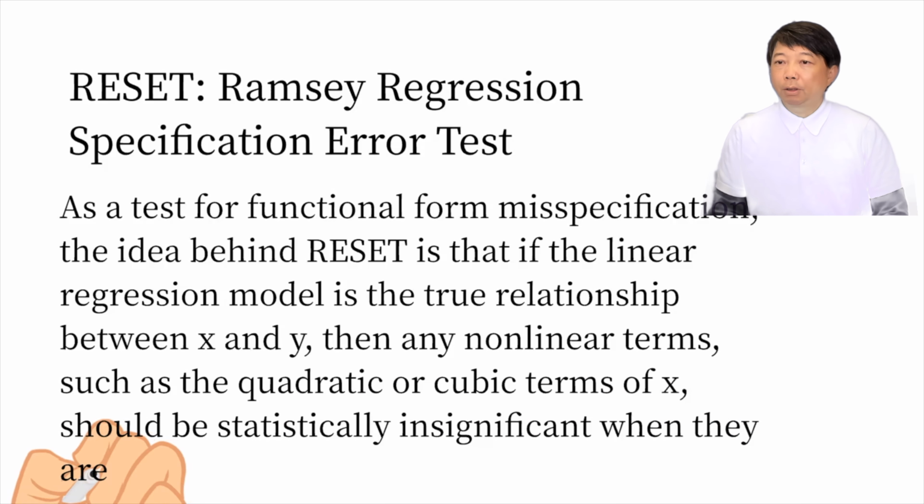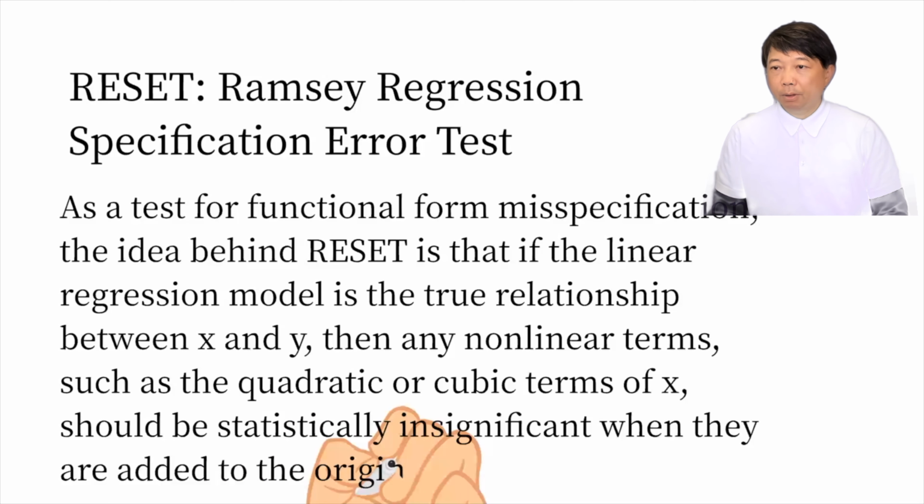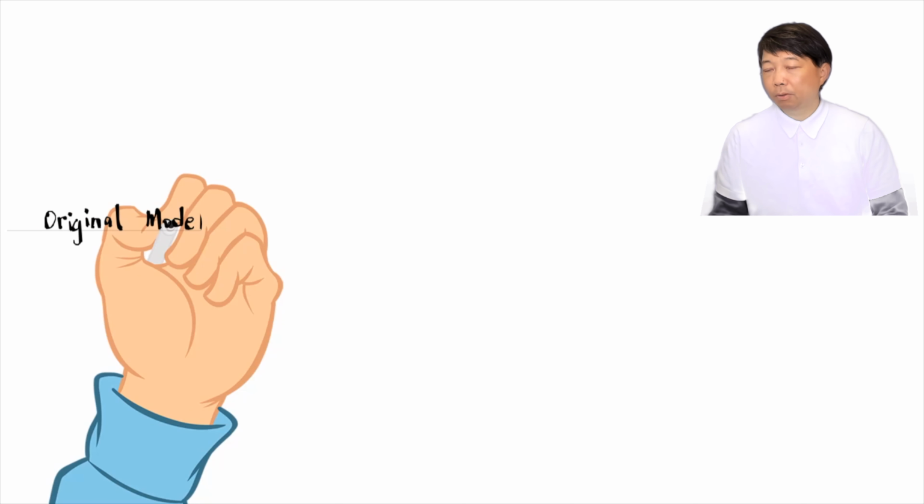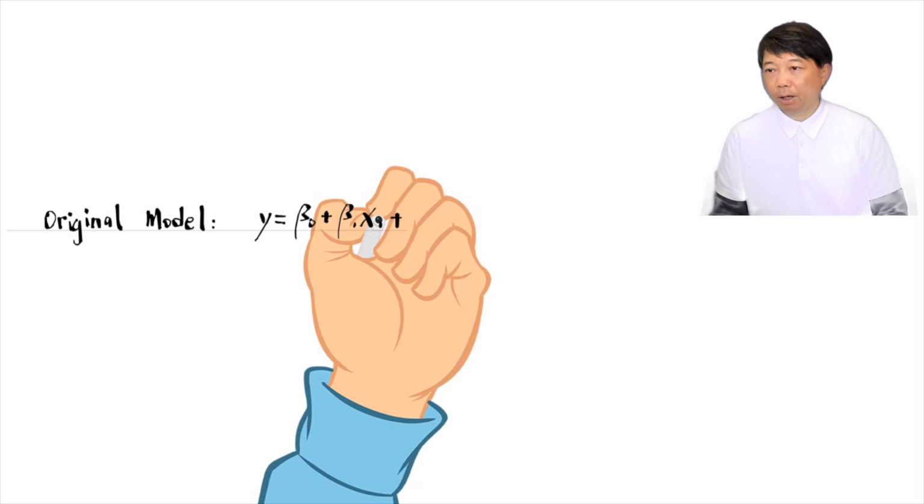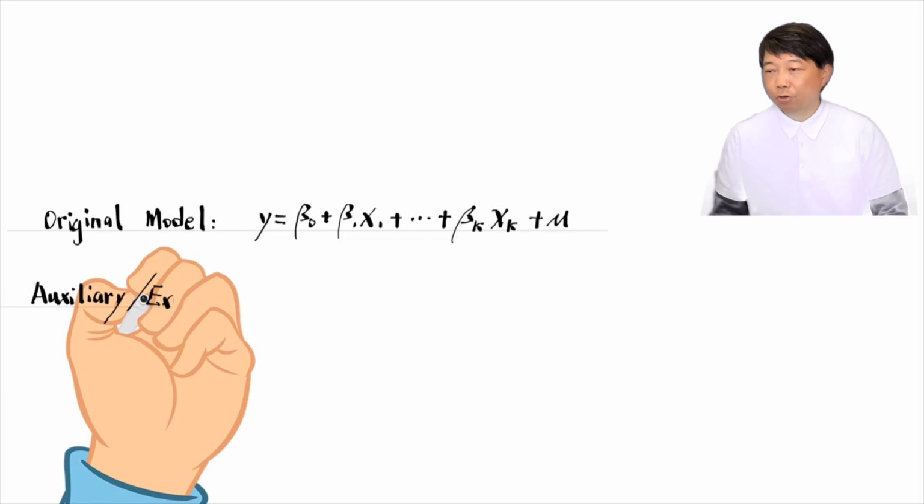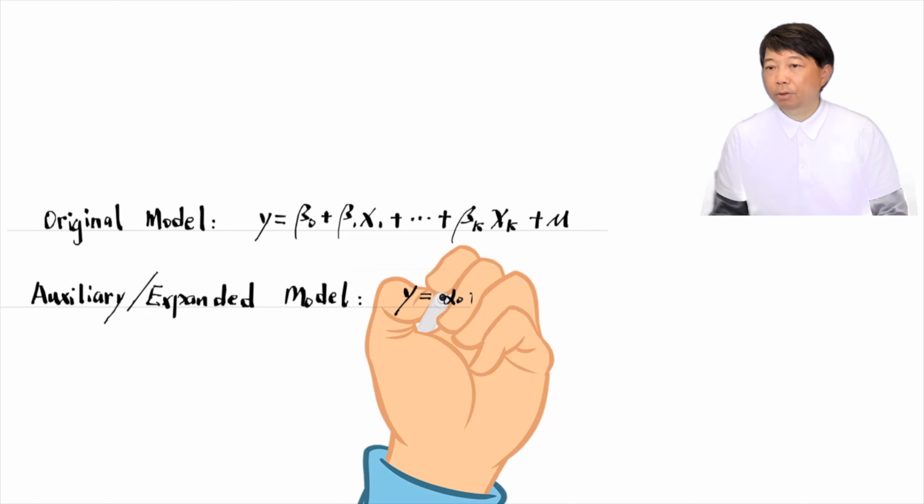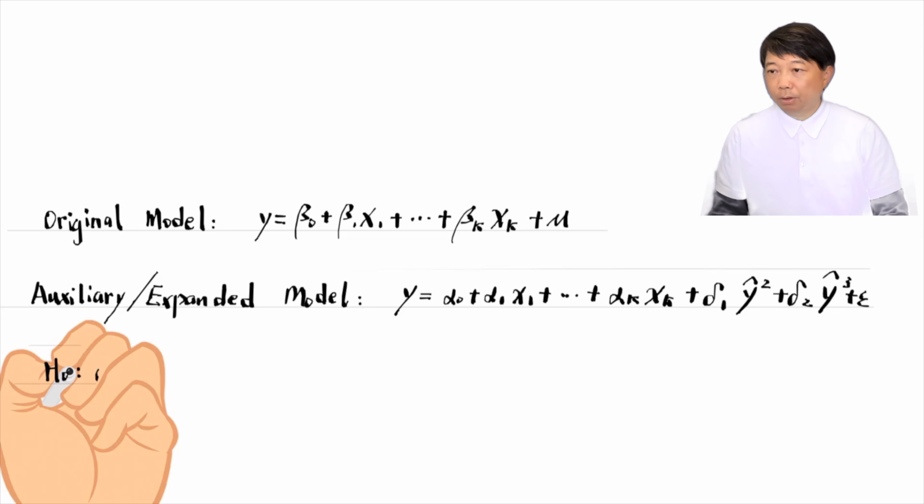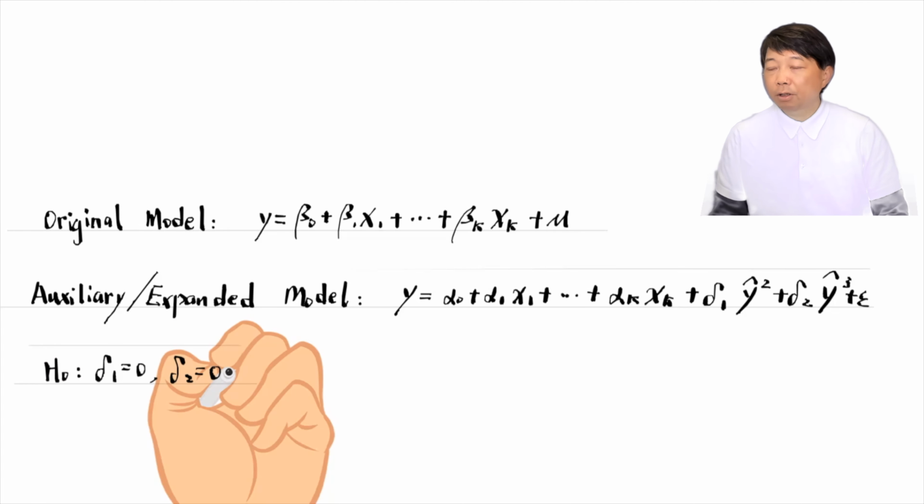Recall that the OLS fit value is a linear function of all the explanatory variables. The squared fit value and the cubic fit value contain quadratic and cubic terms of all the explanatory variables and their interaction terms. So, we include them in the auxiliary regression in the RESET test.